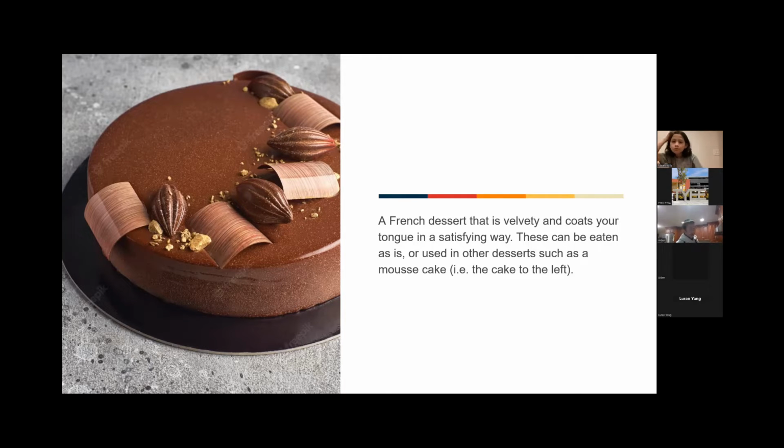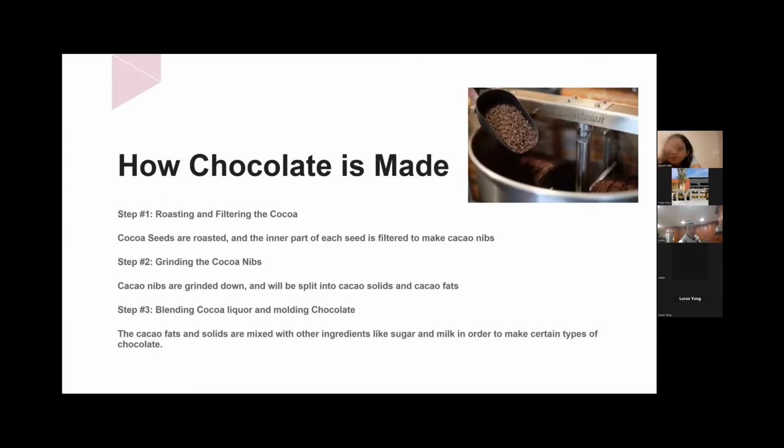Next slide. So this is going to be about chocolate. This is how chocolate is made. It starts with a cacao pod and the seeds inside. The cocoa seeds inside of the pods are roasted, and the inner part of each seed is separated to make cacao nibs.